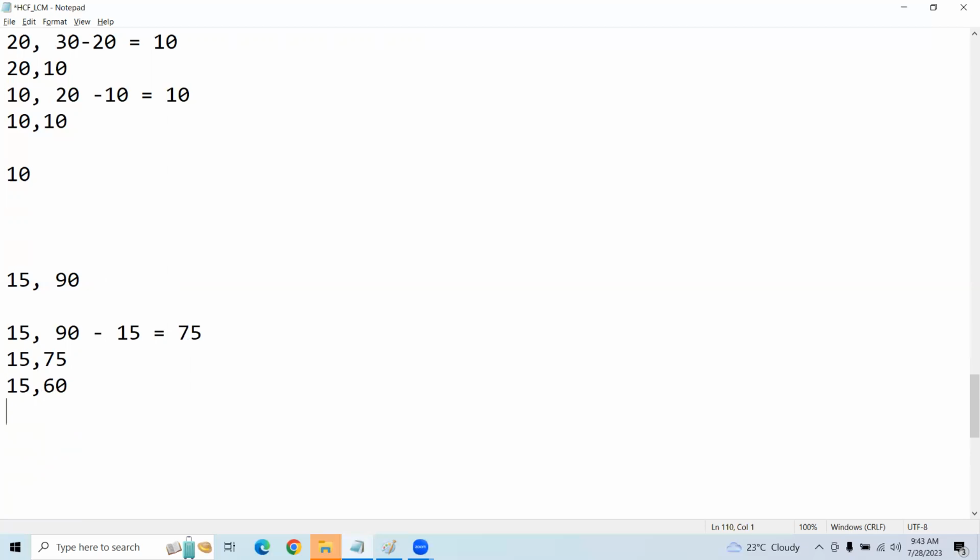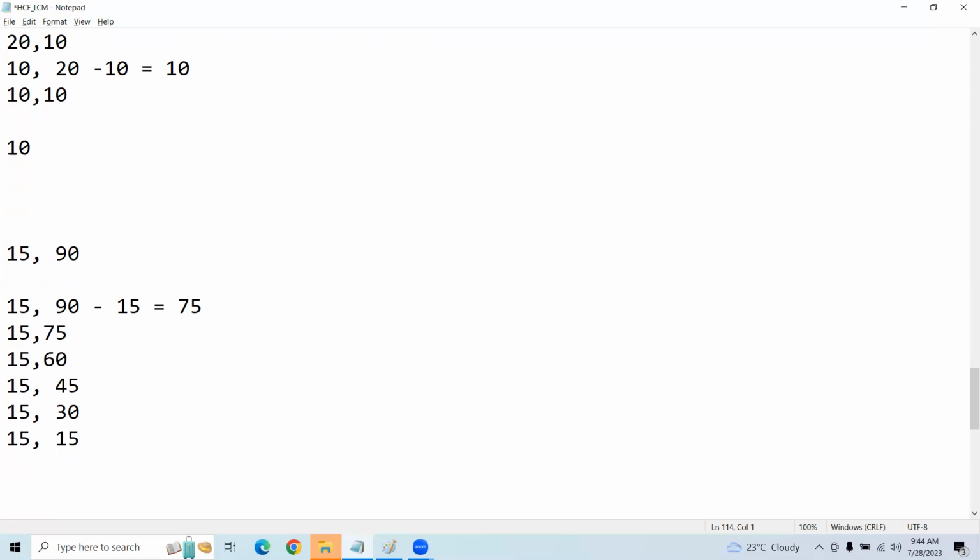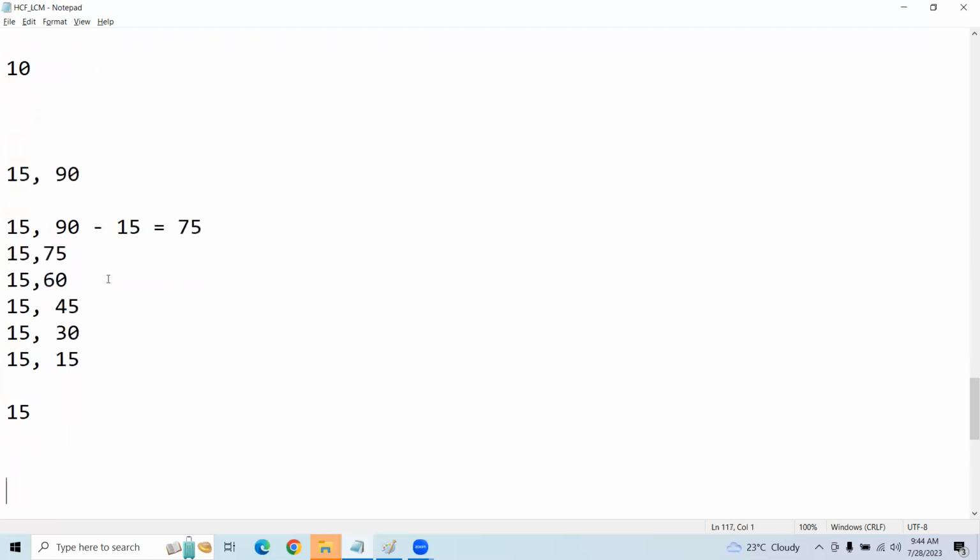Now, next time when you practice, you just need to write these numbers 2-3 times, or you can do it orally also. Now, 15 you can keep as it is, 60 minus 15, 45. You can again do 15 as it is, 45 minus 15, 30. 15, again 30 minus 15, bigger minus smaller, 15. At this point, you can conclude that the HCF of 15 and 15 is 15 only. So your HCF is 15.